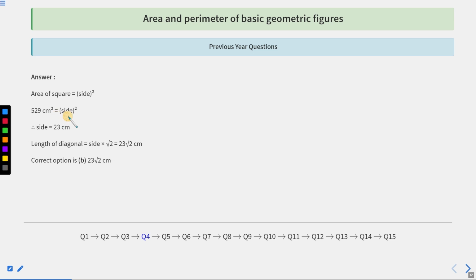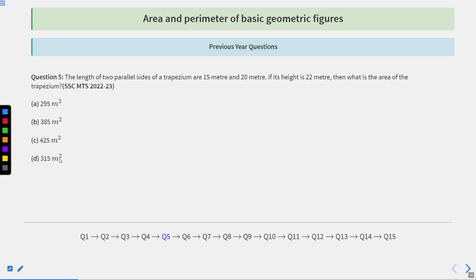When we do that, the value of side can be obtained by taking root on both sides, and it will be side equal to 23 centimeters. Since the side is obtained, we can use the formula to find the length of the diagonal. This is the formula to find out the length of the diagonal: side into root 2. Substitute the value of side, that is 23. So you will have 23 root 2 centimeters, and option B is correct, that is 23 root 2 centimeters.